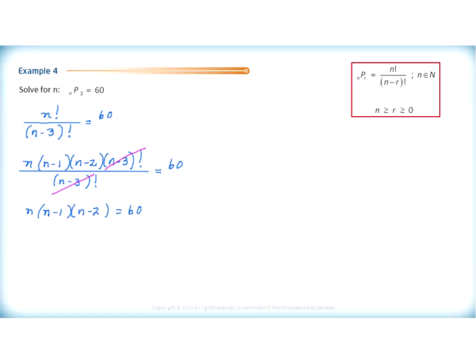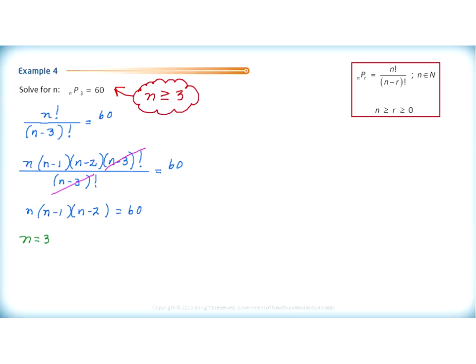So we're looking for the product of 3 numbers that will equal 60. At this time, I would like you to note the restriction on the domain. So when you look at n permute 3, you must know that n has to be greater than or equal to 3. It's important to recognize that restriction. So now we can use systematic trial and error.